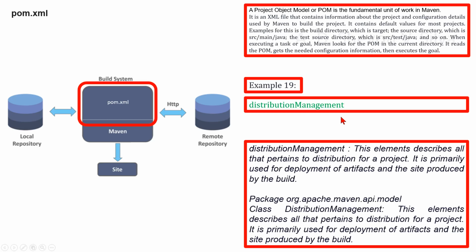Distribution management. This element describes all that pertains to distribution for a project. It is primarily used for deployment of artifact and the site produced by the build. Class DistributionManagement in package Maven.api.model.